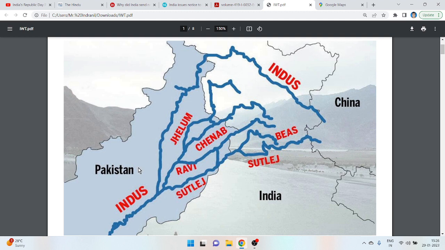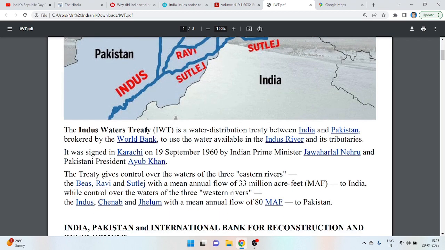Okay. So if you look at the dams constructed in this area, you will see that the biggest dams constructed by India are on the rivers Ravi, Beas, Satluj, and very small capacity dams are constructed by India on the top 3 rivers, because the maximum percentage of water of the top 3 rivers will be used by Pakistan only. Now, if you look into the definition of the Indus Water Treaty, it is a water distribution treaty between India and Pakistan brokered by the World Bank to use the water available in the Indus and its tributaries.